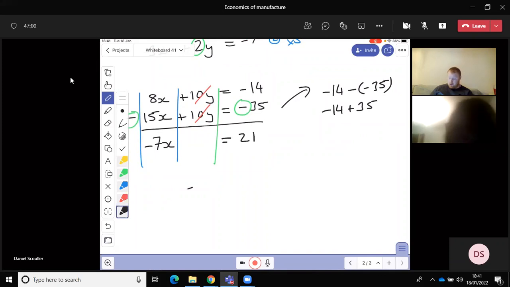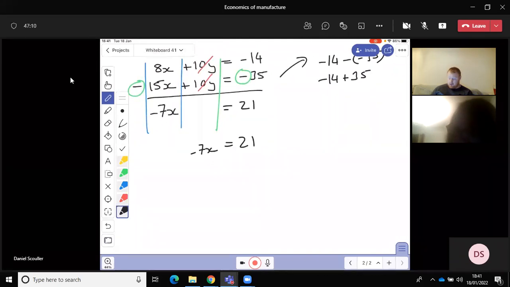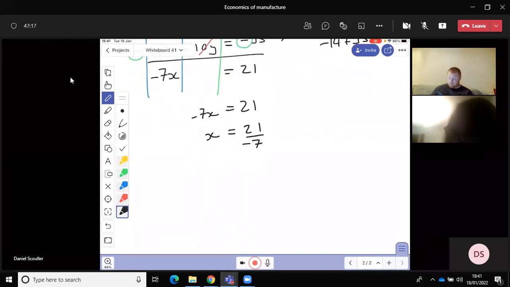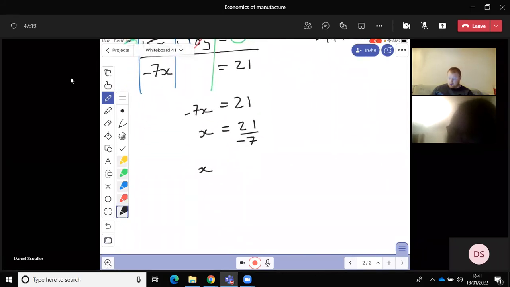Okay, so just tidying, writing that in a wee bit neater form. Minus 7x is equal to 21. That allows us to solve for x. I just want to isolate x. 21 over minus 7 will give us minus 3.